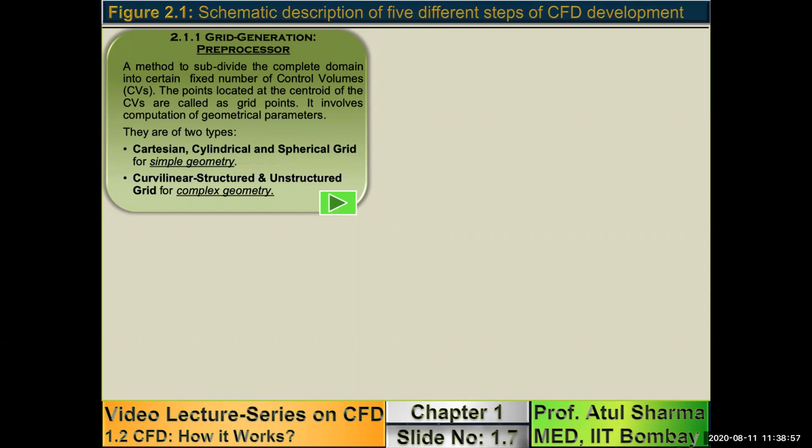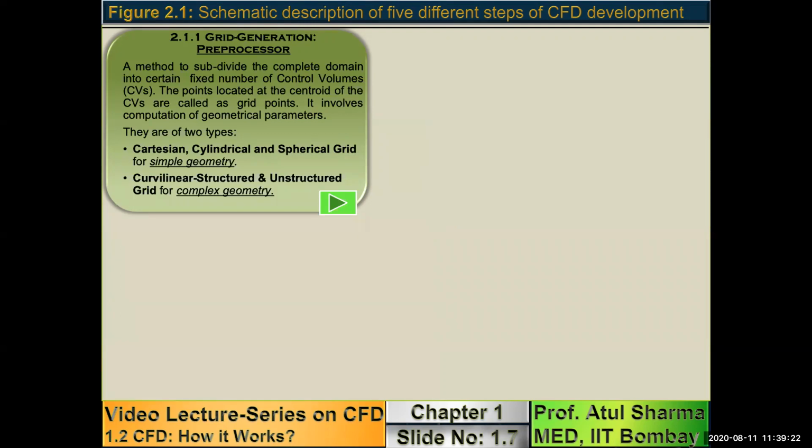The idea here is whenever we solve a fluid dynamics problem, the region on which we focus, we call that a computational domain. And in this step of pixel generation or grid generation, we divide the computational domain into small regions, and we locate the grid points or pixels at the centroid of those control volumes.